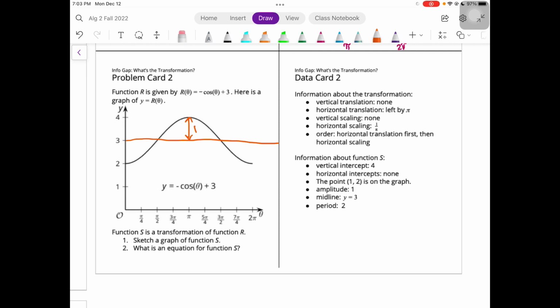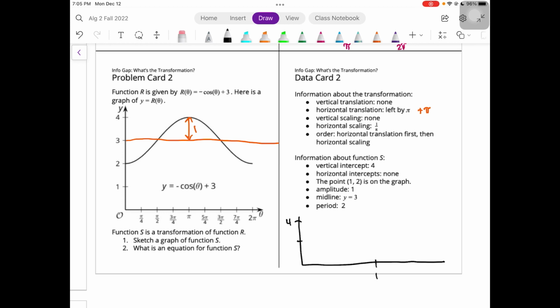All right, so S, we have no vertical translation. We have a horizontal translation left, so that means we're adding pi. No vertical scaling. We have horizontal scaling of 1 over pi. All right, so let's draw our y and our x axes. I'm going to make this go up to 4.